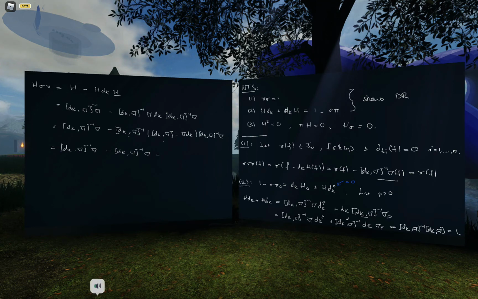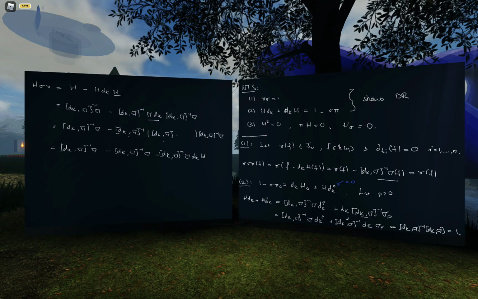And then in the last term, we have minus dk nabla inverse, and then nabla dk. Oh, sorry, this is the wrong way around, right? Because we want to replace nabla dk by dk nabla. Okay.